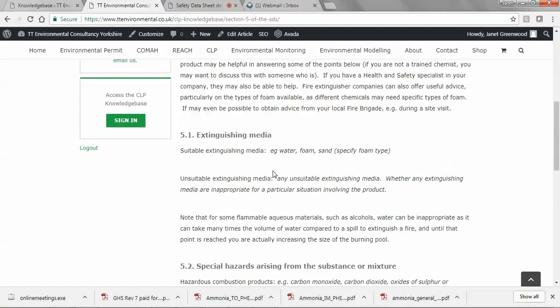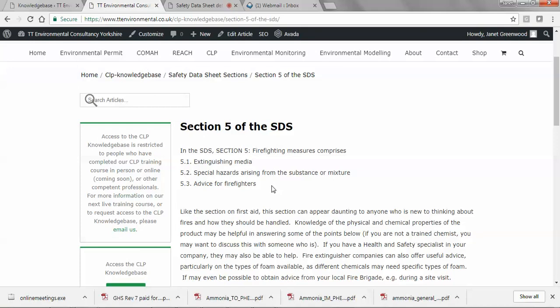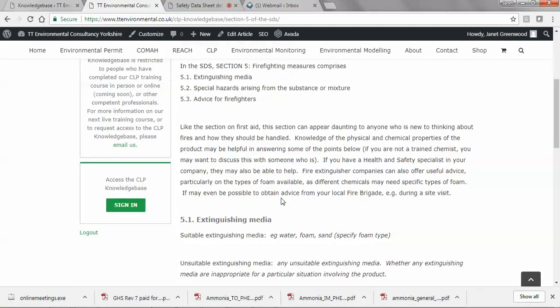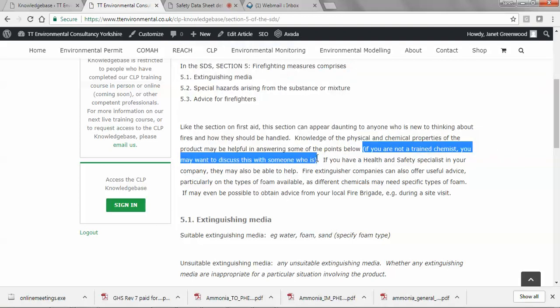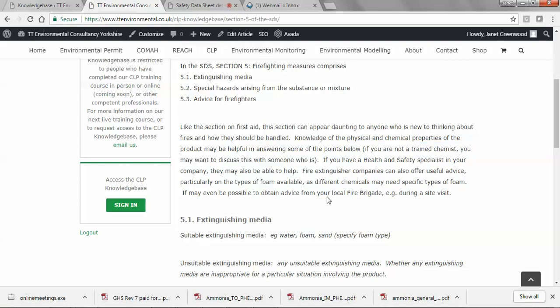You can talk to your firefighting team at your fire brigade. I don't call them fire service. I'm old school. It's the fire brigade. They will come in and talk to you about things. They may not be chemical specialists, but they can certainly help with the type of firefighting equipment that they have on hand. Knowledge of physical chemical properties of the product is helpful. And Ollie, this is for you. If you are not a trained chemist, talk to somebody who is. And again, if you have a health and safety specialist, they can help you.